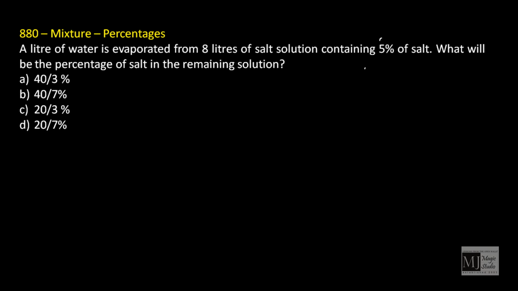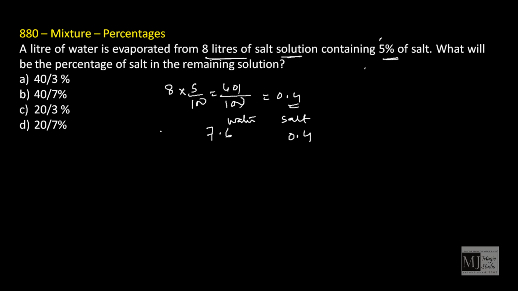A liter of water is evaporated from 8 liters of salt solution containing 5% salt. 5% is how much? 0.4. So in 8 liters, 7.6 is water, and salt was 0.4.